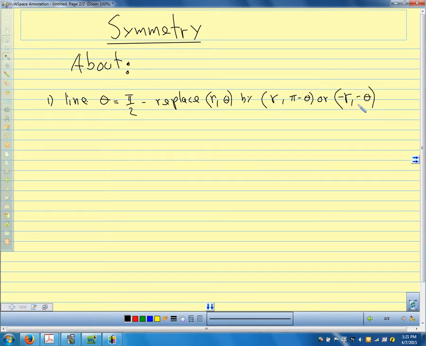And after we do some work with our equation, if we get the same equation, then we have symmetry about theta equals pi over 2. Just like one of our tests for symmetry in rectangular coordinates, we replace x with negative x and see if we get the same thing. That's the test for y-axis symmetry. Same kind of idea. So we replace these things, do some work with the equation. If we get the same equation in the end, then we have theta equals pi over 2 symmetry.